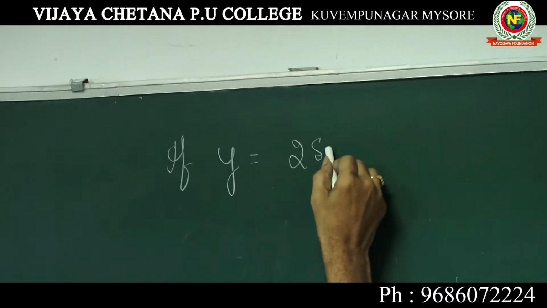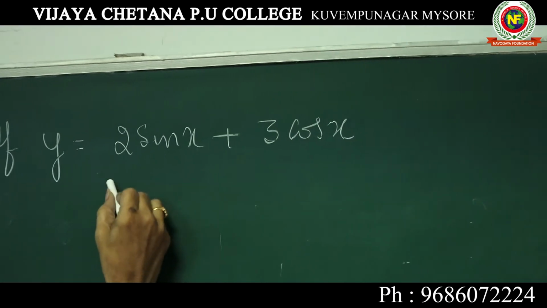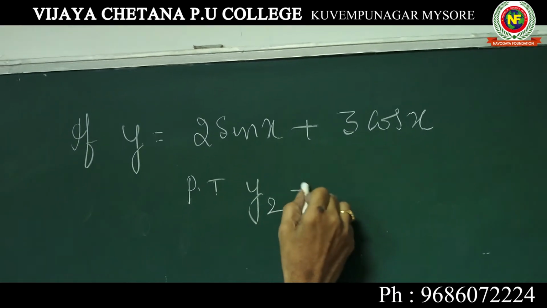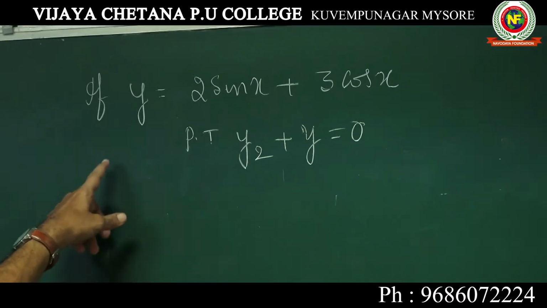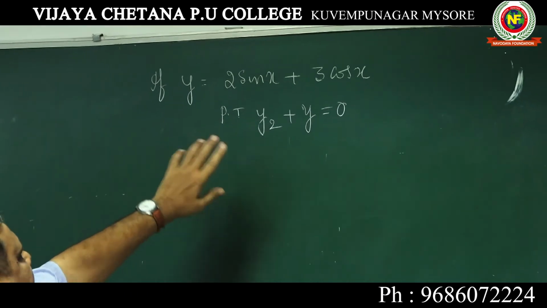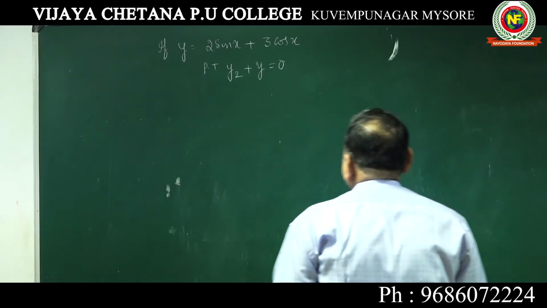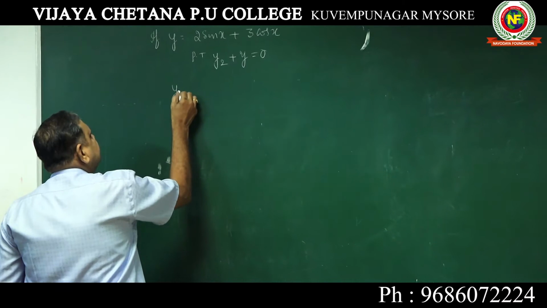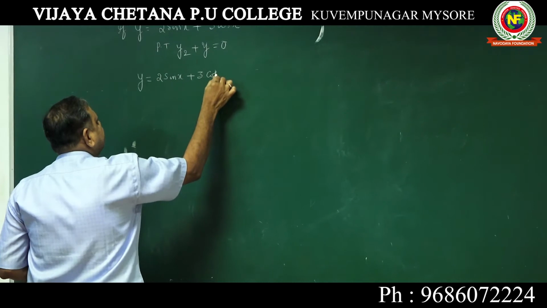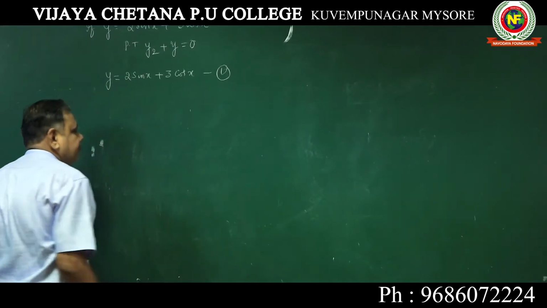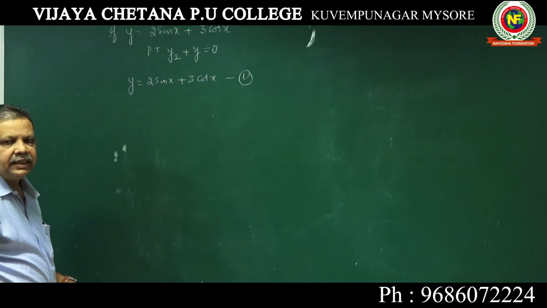y is equal to 2 sin x plus 3 cos x, same thing. Prove that y2 plus y is equal to 0. Same thing with different numbers. You take it as y is equal to 2 sin x plus 3 cos x. Call it equation number 1.